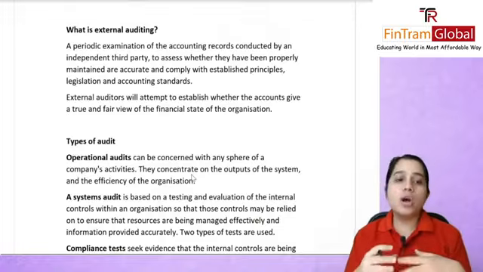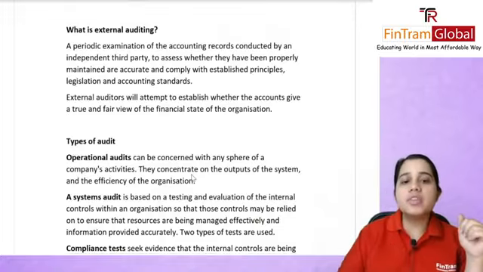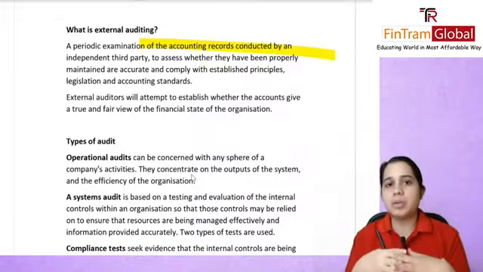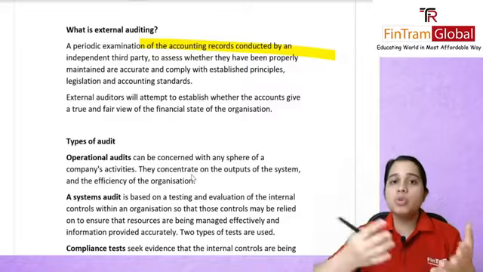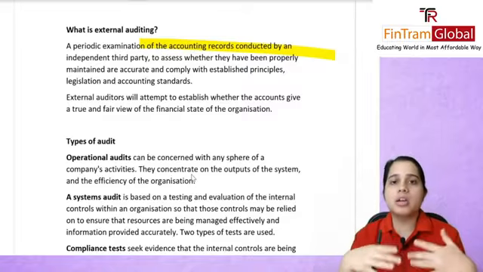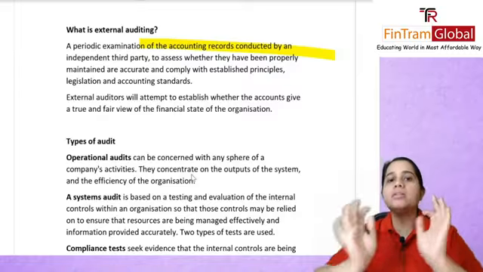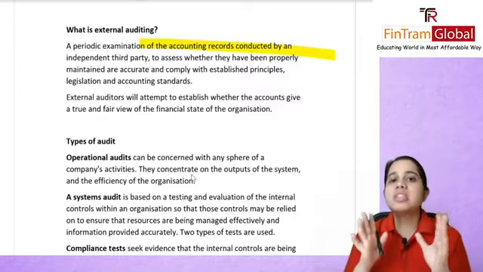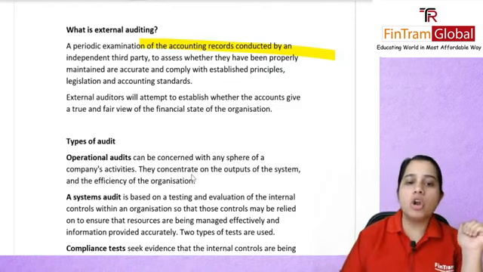What is external auditing? A periodic examination of the accounting records which will be conducted by an independent third party. So these people are not your employees. You don't outsource it to anyone to do the work like internal work. This is an independent third party who will provide an opinion whether or not your statements are giving a true and fair view or not.